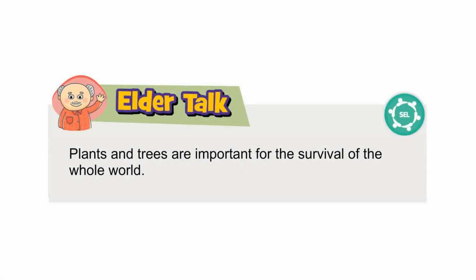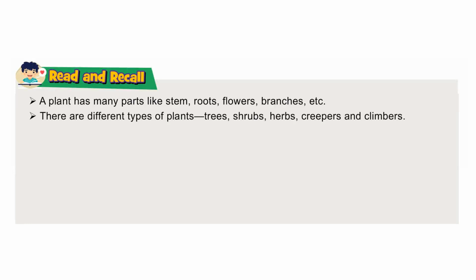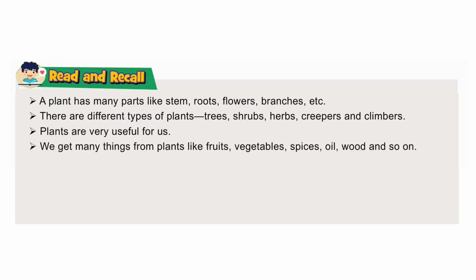Elder talk. Plants and trees are important for the survival of the whole world. Read and recall. A plant has many parts like stem, roots, flowers, branches, etc. There are different types of plants: trees, shrubs, herbs, creepers, and climbers. Plants are very useful for us. We get many things from plants like fruits, vegetables, spices, oil, wood, and so on.